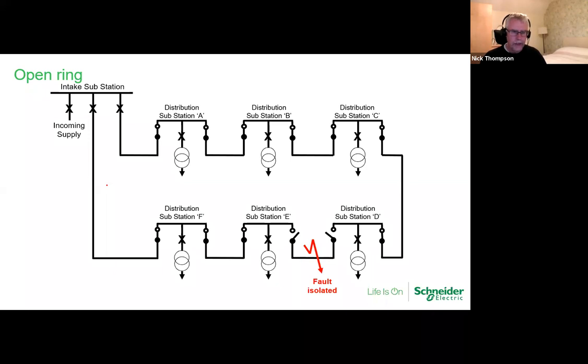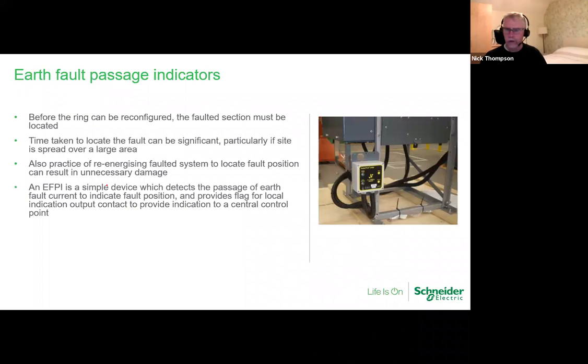But what happens if you don't know where the fault is? Well, is there anything that you could actually use to aid that identification? And we're not bothered about pinpointing exactly where the fault is. We just want to pinpoint between substations. One of the very simple devices that we use is earth fault passage indicators. These are very simple devices which basically strap onto the leg of the ring main unit, and this is typical for the UK.